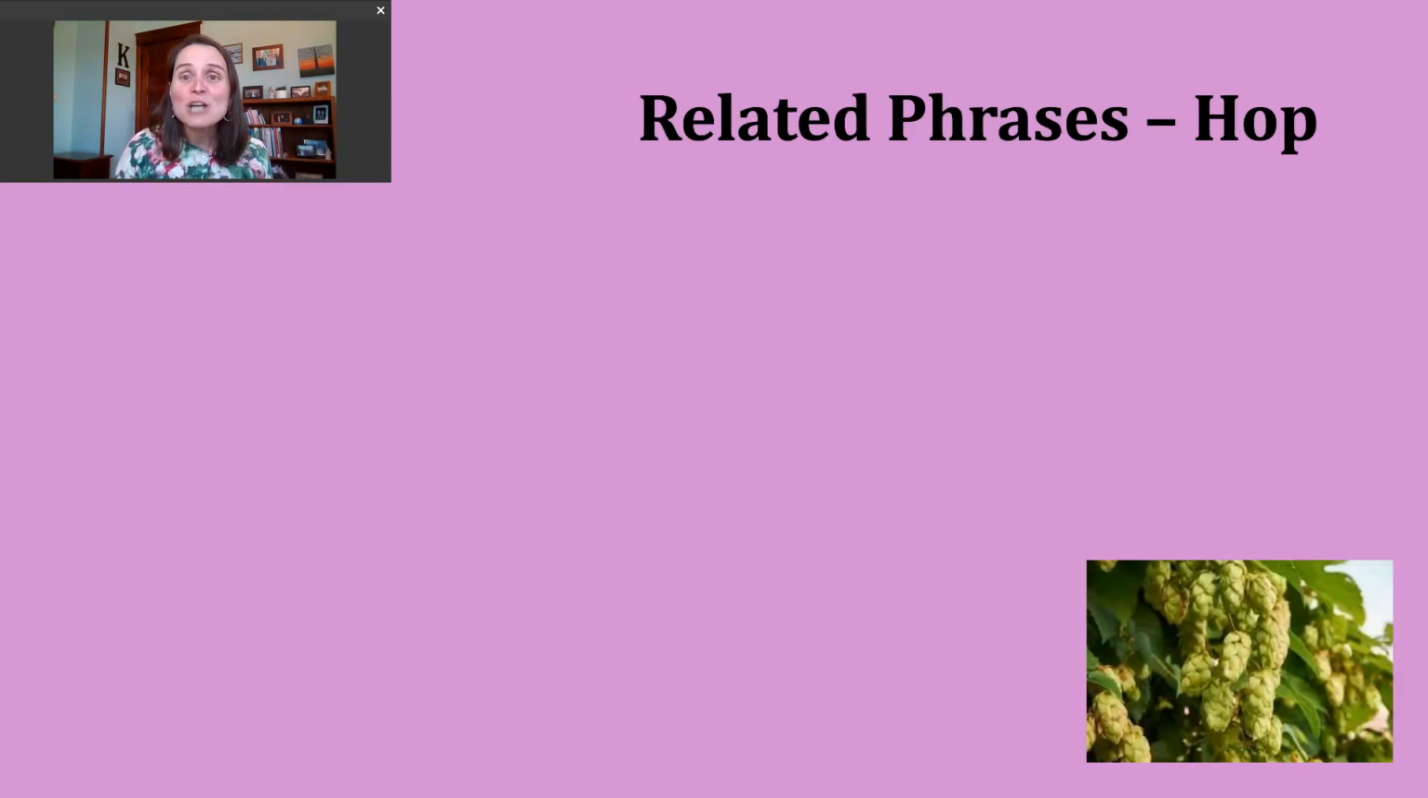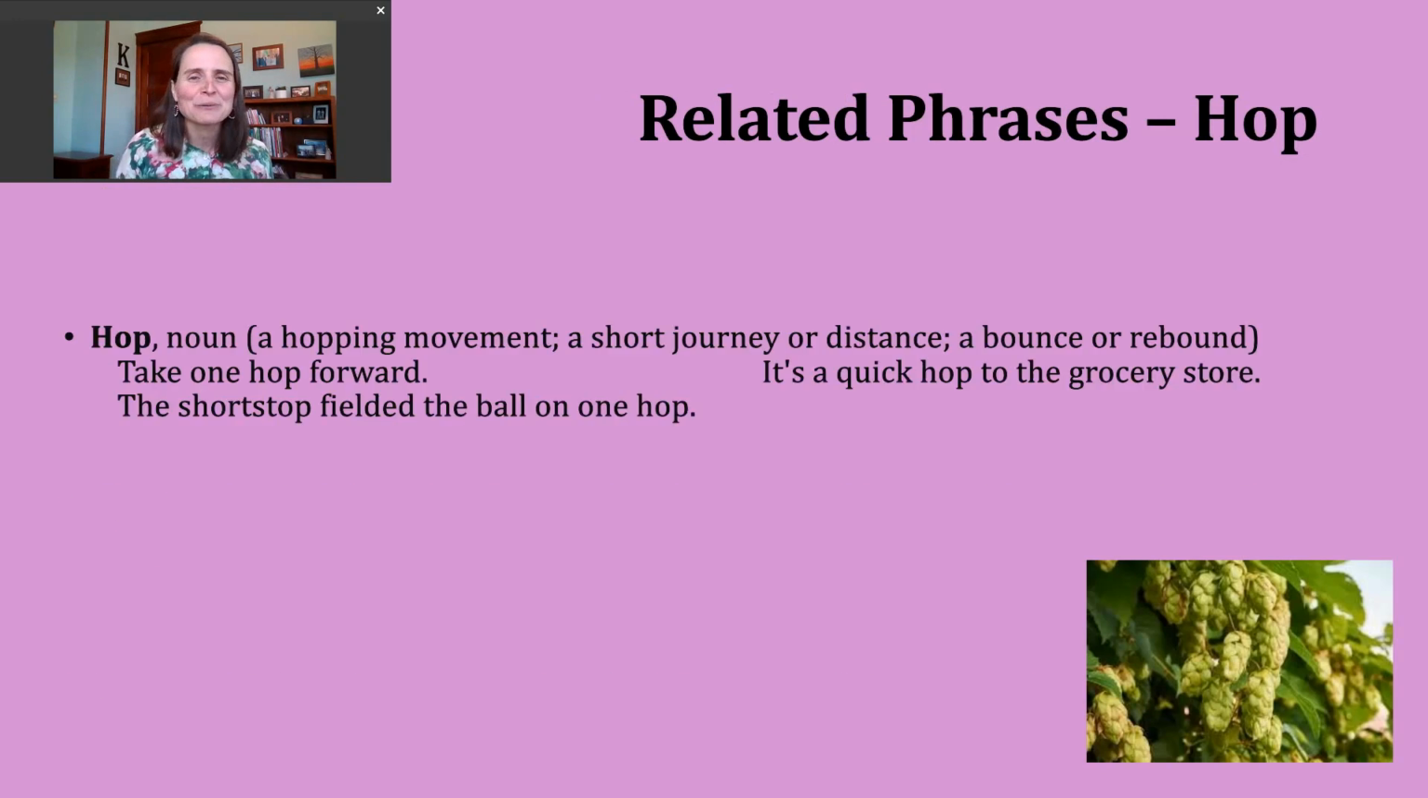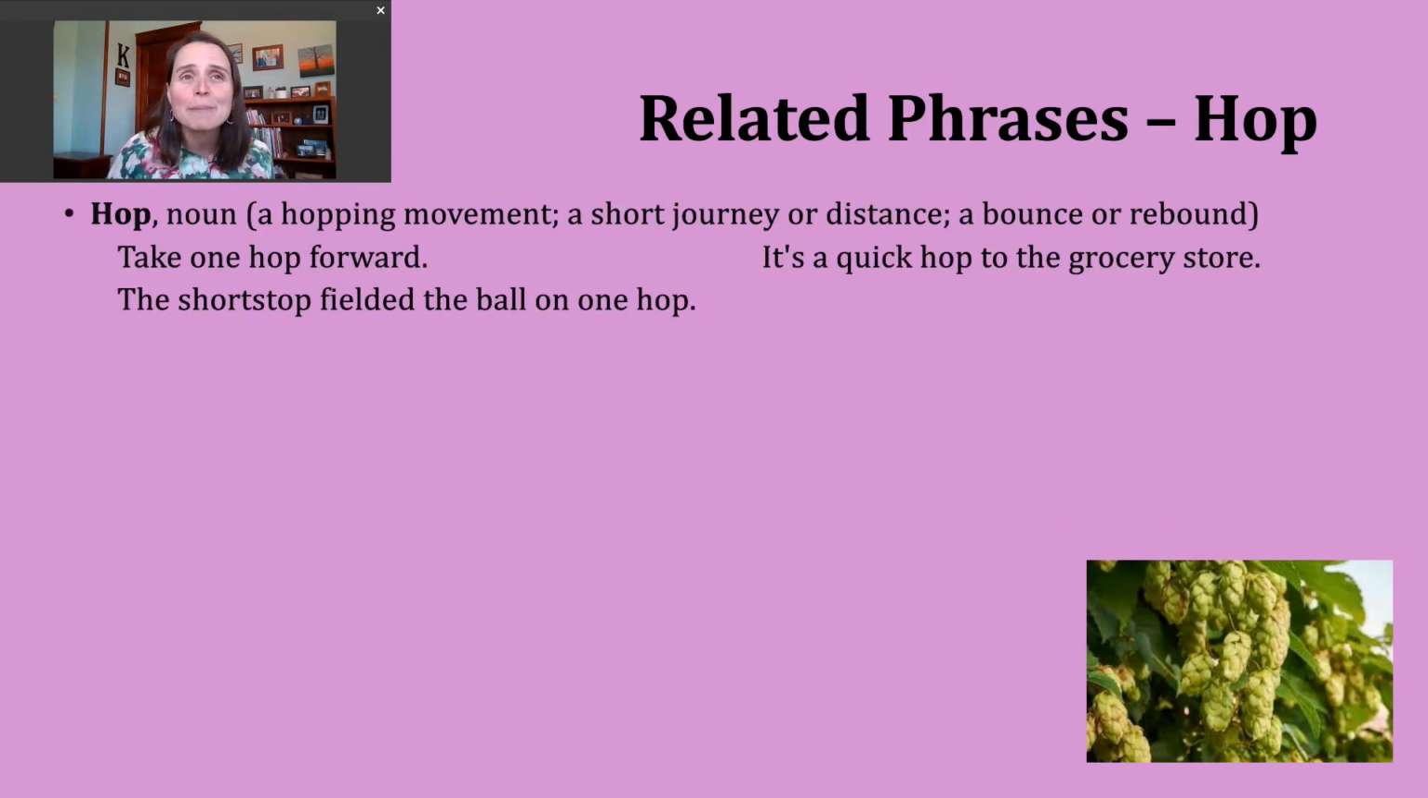Now let's move on and talk about some words and phrases related to our verb hop. And the first word we're going to talk about today is just the noun form of this word. The noun form has the exact same spelling and the exact same pronunciation. When I use the noun hop, I could be referring to some type of hopping movement, right? So, example of this, sometimes you hear in games, take one hop forward. Right? So somebody might, again, be asking you to make either a small jump or a jump on one leg.